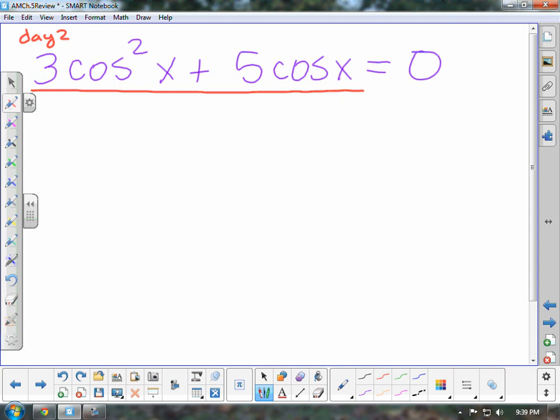Because we have both a cosine squared and a cosine, just like if you have an x squared and an x, we can't just move things to the other side.